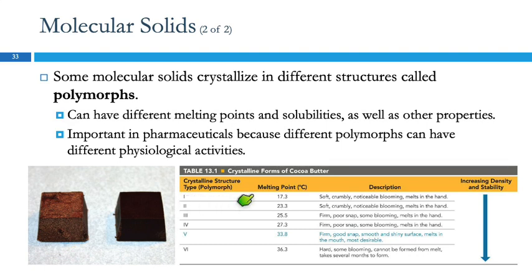So, the type 1 melts at 17.3 degrees. So it's 22.5 in this room right now. So that form of chocolate would be a liquid at room temperature. Not great for a candy bar.